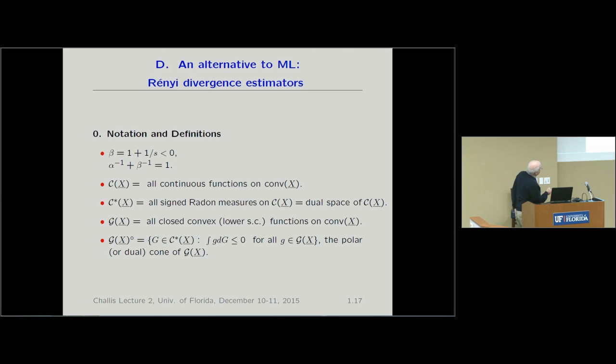C star is all signed Radon measures on that set of continuous functions, that's the dual space. G(X) is all closed convex lower semi-continuous functions on the convex hull. G(X) zero is all the g's in C star, the Radon measures, that have this integral property for all g in closed convex. And this is the polar or dual cone. So this is optimization theory stuff, cones related to optimization problems. And Roger and Ivan set this up very nicely and studied these duality issues connected with the following optimization problems.